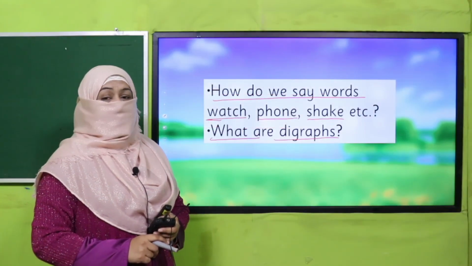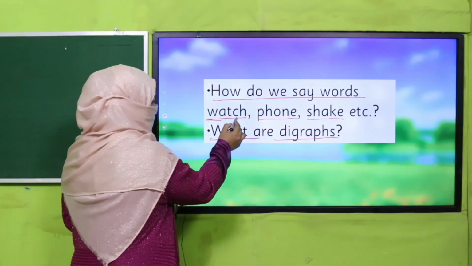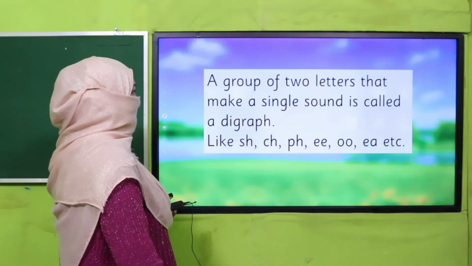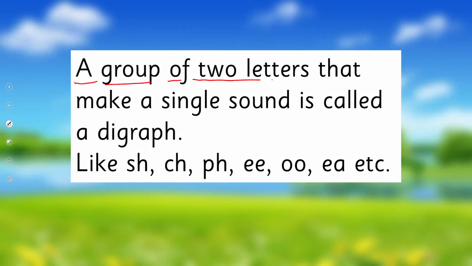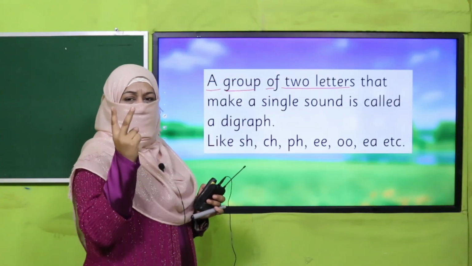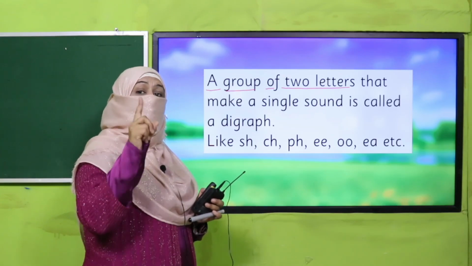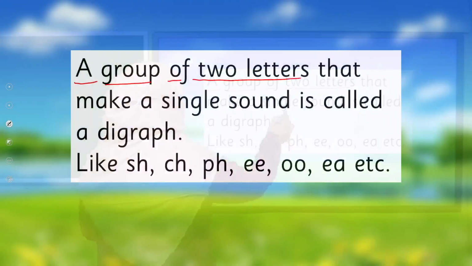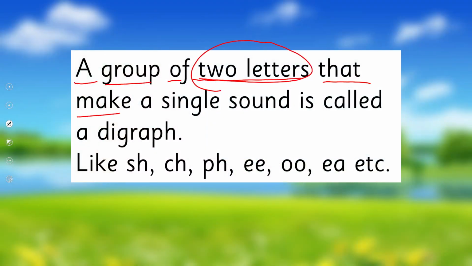Yes, my dear students, I hope you could read all these words. Watch, fawn, shake, right? And the next question is, what are digraphs? How do we define digraphs? A group of two letters. Beta, I told you, di means two. Digraph means two letters are joined together to make one sound. Two letters, one sound, that is digraph. So two letters that make a single sound is called a digraph.